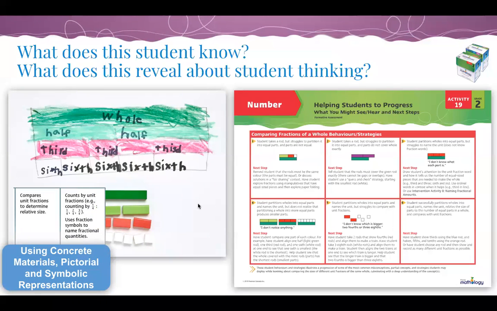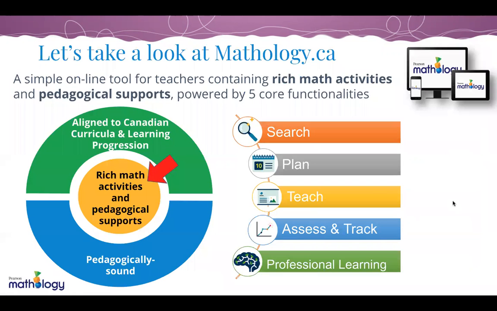Using concrete materials like we've talked about, and transitioning into pictorial and symbolic representations, like using the names, is another way that students develop in their understanding of fractions. Comparing fractions to the relative size, knowing that half is smaller than a whole, or a third is smaller than a half, or 2/6 are the same as 1/3 of the exact same whole, are really important in getting students to create a more in-depth understanding of fractions. So we're going to go into Mathology.ca and take a look at some of the supports we have for students in developing their understanding of fractions.